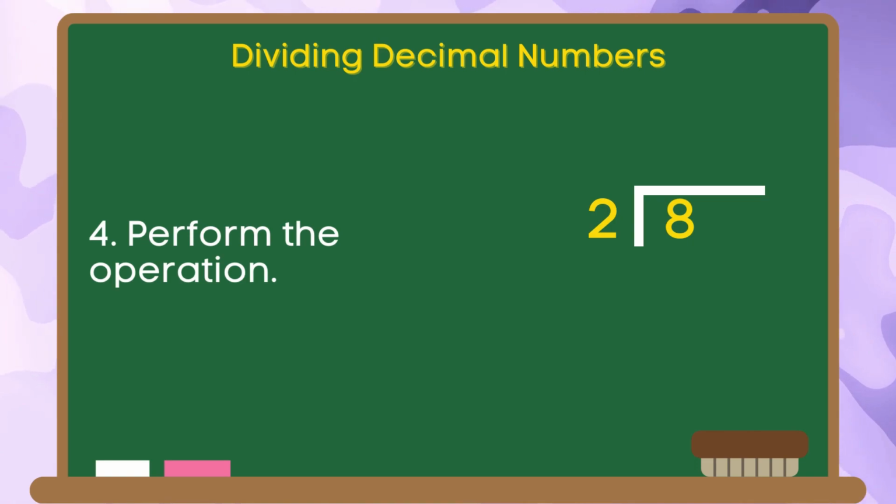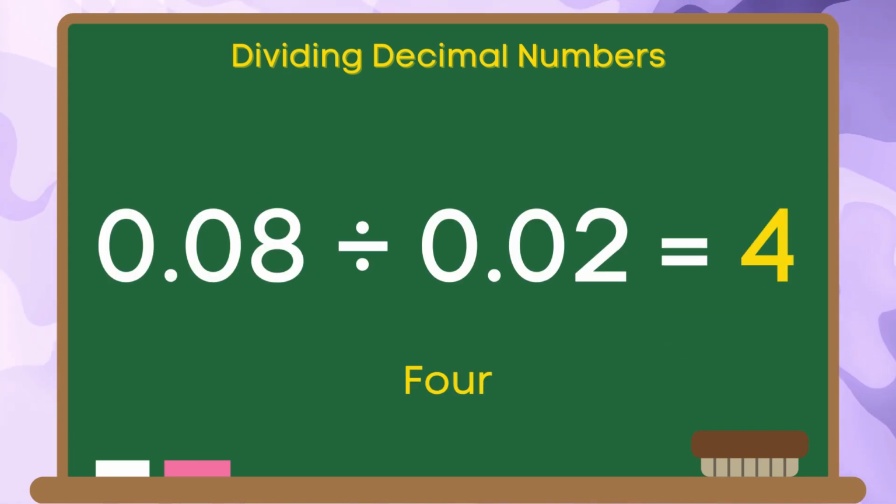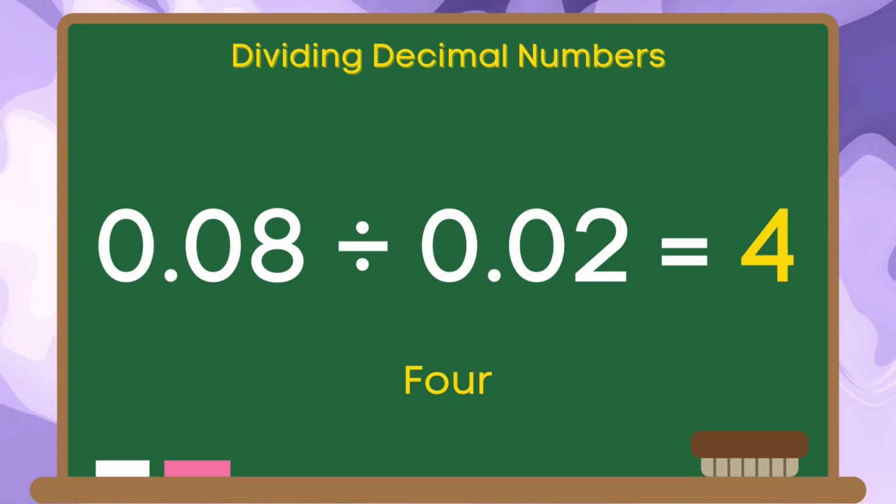8 divided by 2 is equal to 4. 4 times 2 is equal to 8. Let us subtract. 8 minus 8 is equal to 0. Therefore, the quotient of 800ths and 200ths is 4.